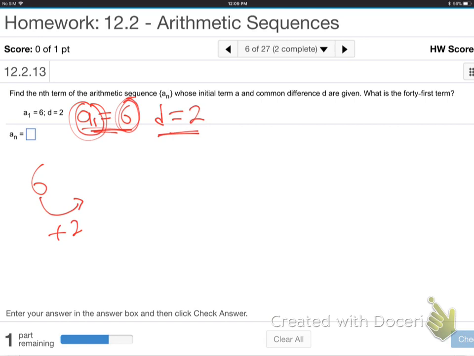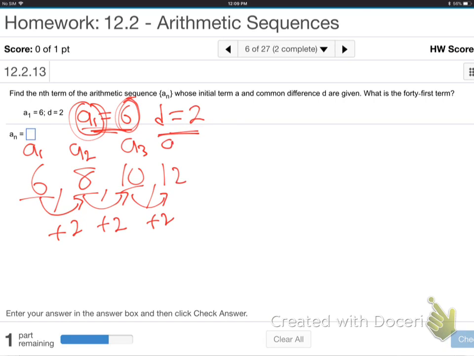So who lives at the next house? 8. So that's the second term. This is the first term, this is the second term. What's the next one? 10. Just add 2 every time. This is the third term. We good? You get that this is add 2 again. This is the fourth term. Now what term do they want? Which one do they want?